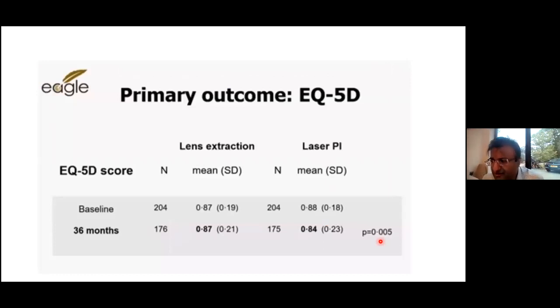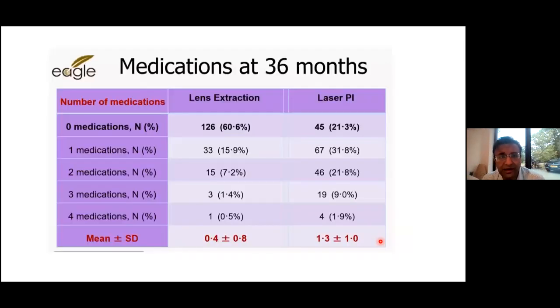So all of these things can really affect the quality of life of a patient in certain lighting conditions. Now, they also looked at the medicine load, and they found that in the lens extraction group, the number of eye drops was significantly less as compared to the group who had YAG-PI done. So far, patients who had cataract surgery had fewer medicines and a better quality of life.